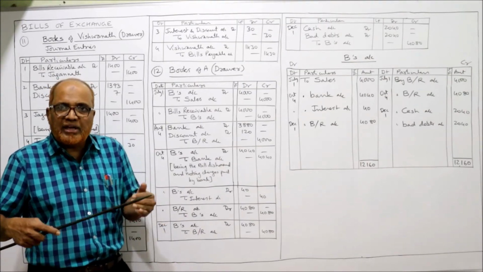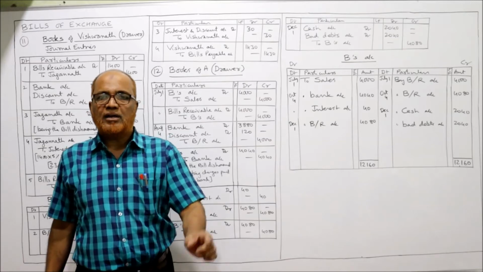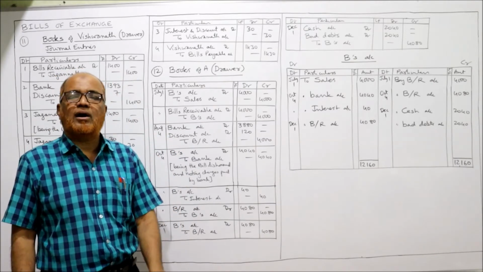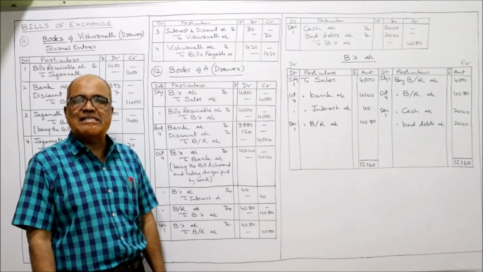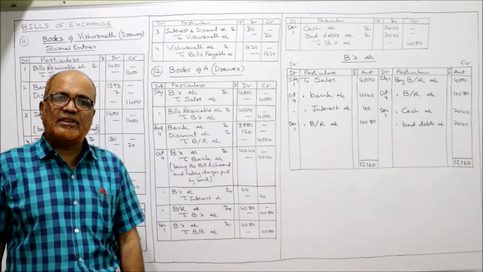So how much amount will be given to A? 3,880. So bank account debtor 3,880, discount account debtor 120, to bills receivable 4,000. Being the bill discounted with bank.